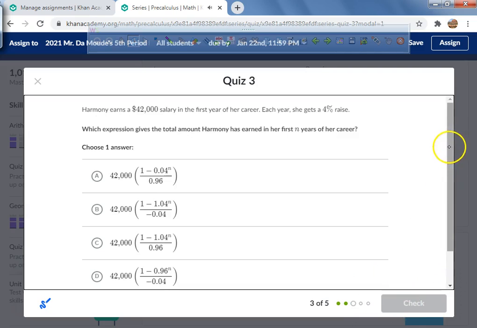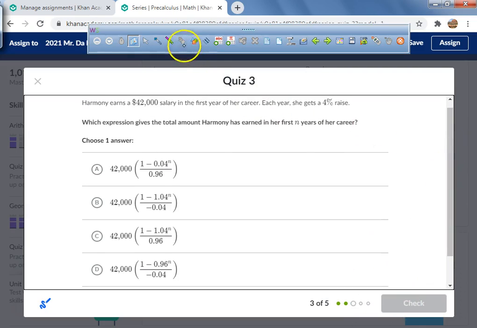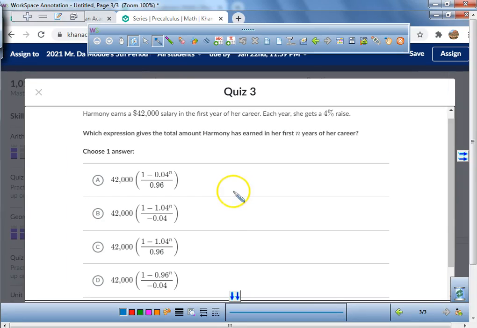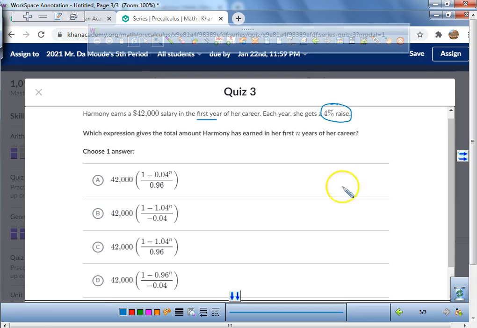Okay. So here we go. Harmony earns $42,000 her first year. Each year she gets a 4% raise. Oh, that'd be so nice. 4% raise. That's awesome. Lucky her. All right. Which expression gives the total amount Harmony has earned in her first N years? So we don't know what N is, just N years.